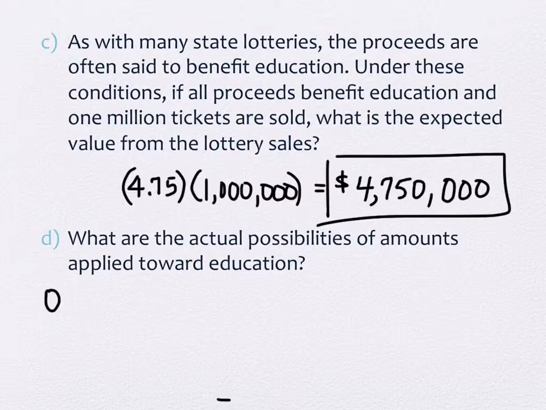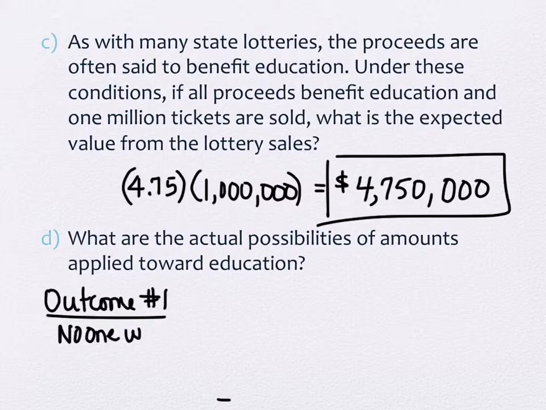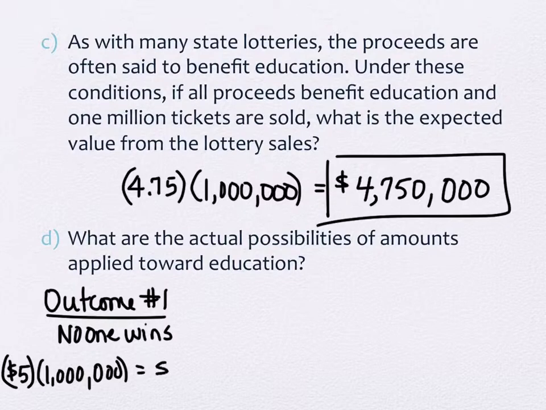So outcome number one is that no one wins. And if no one wins, then what we really have is $5 a ticket, and we have 1 million tickets sold. And there's really $5 million that's made for the state for education. Okay, does that make sense? That's one possibility.